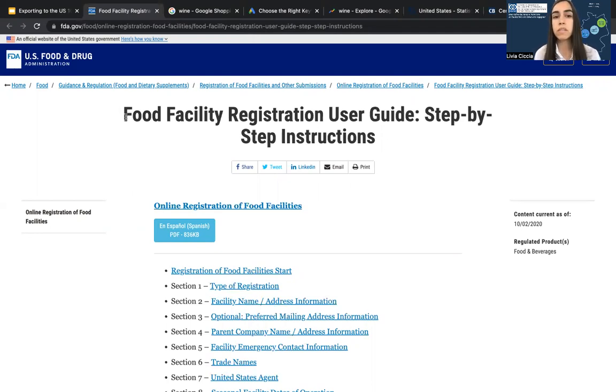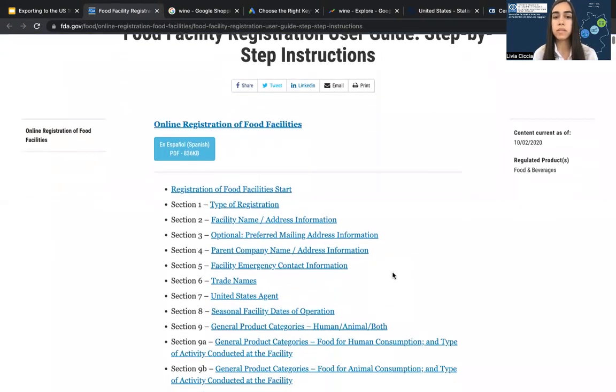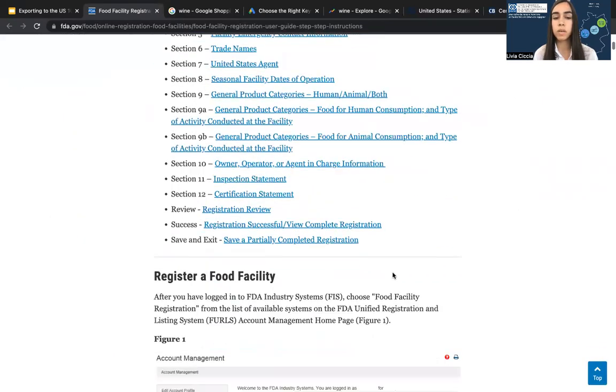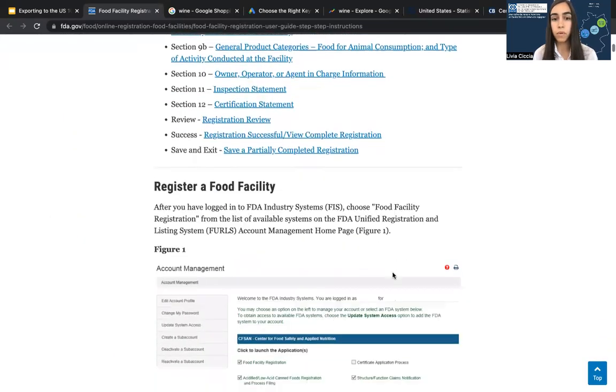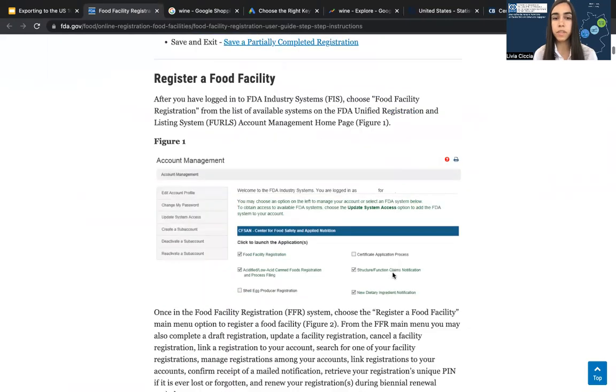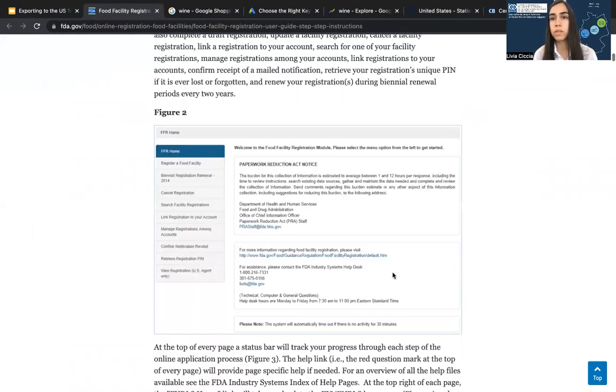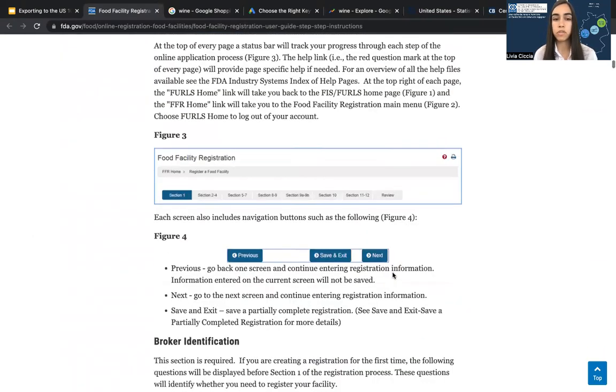And here you have some information for registering your facilities when you are deciding to export your products to the US. You have to be registered under their website, and you can easily do that through their website. And here there is all the information that you will need to register.